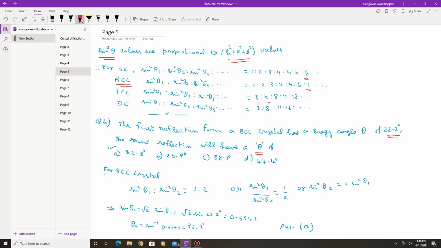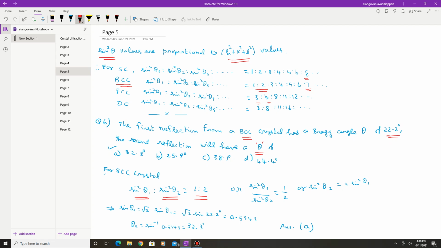So the crystal is a BCC. Since it is a BCC, the ratio of sin square theta 1 to sin square theta 2, because there are only 2 reflections, from the table you can see must be 1:2. We need not worry about the other numbers, because only the relation between the 2 reflections is needed here. So sin square theta 1 is to sin square theta 2 as 1:2, or sin square theta 1 by sin square theta 2 is 1/2, or sin square theta 2 is equal to 2 sin square theta 1.